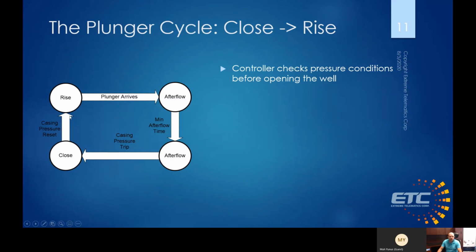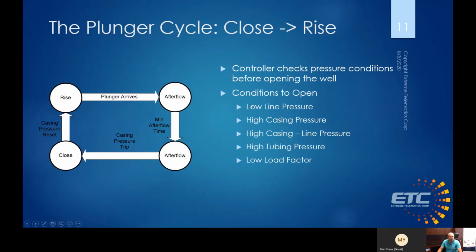When we go from close to rise, this is when we're checking all of the pressure conditions that are required to open the well. So the conditions to open, this is dependent on the devices you turn on, but we can look for a low line pressure. So we prevent the well from opening on a high line pressure.